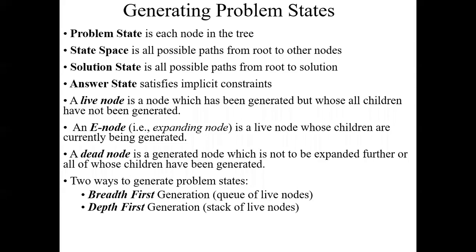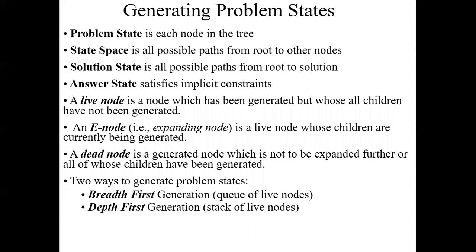Then there is a terminology called live node. A live node is a node that has been generated but all of whose children have not been generated. So it is in the process of exploration. E node is the expanding node. The node that is currently being explored is the E node. A dead node is a node which is generated but is not to be expanded further. Because we prune the search space tree. Pruning means that at a particular node, based on the constraints, we decide I cannot expand it further. That is why I declared that node as a dead node.